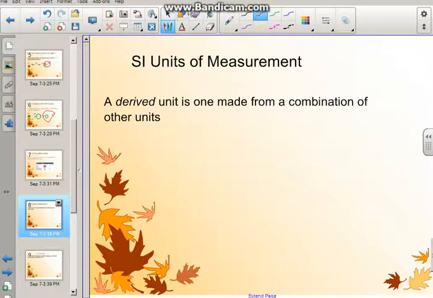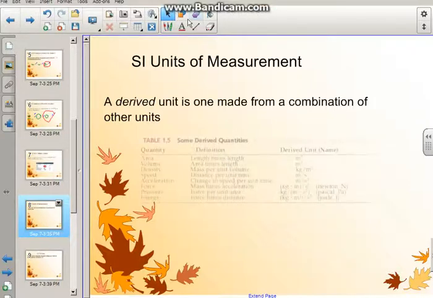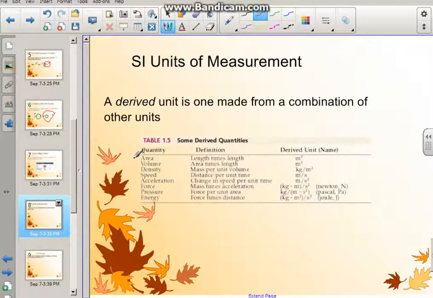Now there is also something called a derived unit, and a derived unit is one that's made up of a combination of other units. For example, area. Area can be calculated by a length times a length. Now we know that in the SI system, the length of something is measured in meters. So this is a meter times a meter, and anything times itself is that squared. So it turns out that the unit for area is a meter squared, and it's a derived unit because it has more than one base unit made into it.